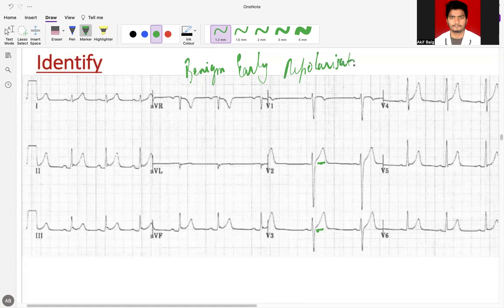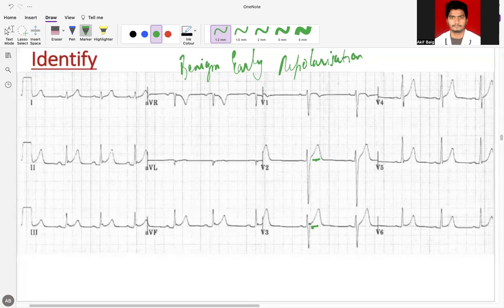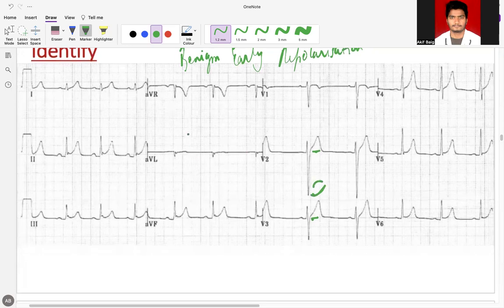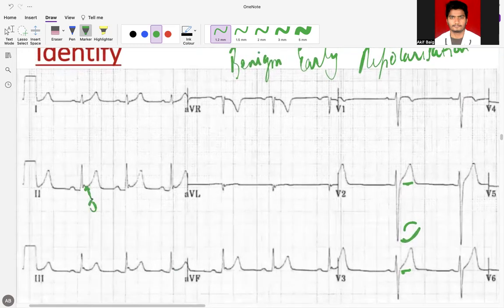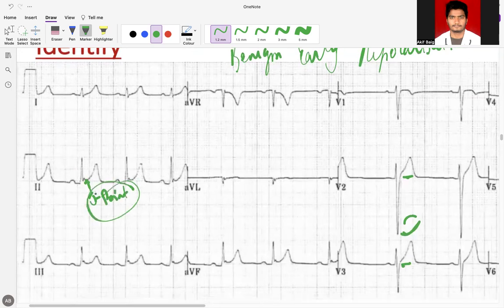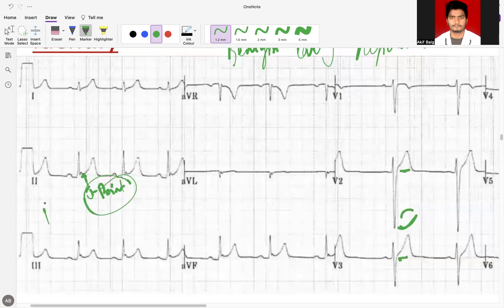In early repolarization also there will be ST elevations, but the ST elevations are usually concave in shape rather than convex, and also there are no reciprocal changes. You can see there are no reciprocal changes in any other leads. That means there is no ST segment depression in any of the leads. Also important to see is the J point. You can see a prominent J point, which is seen in cases of benign early repolarization.